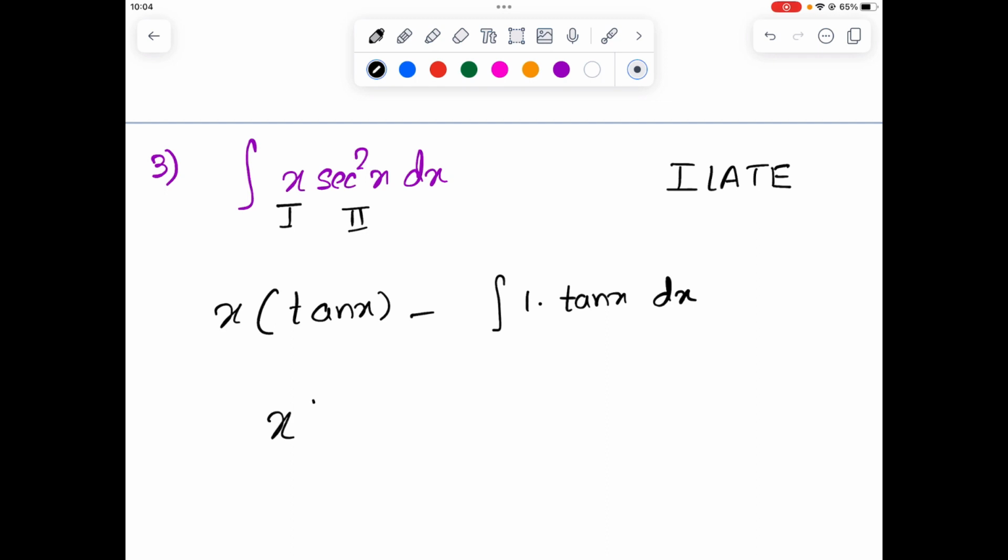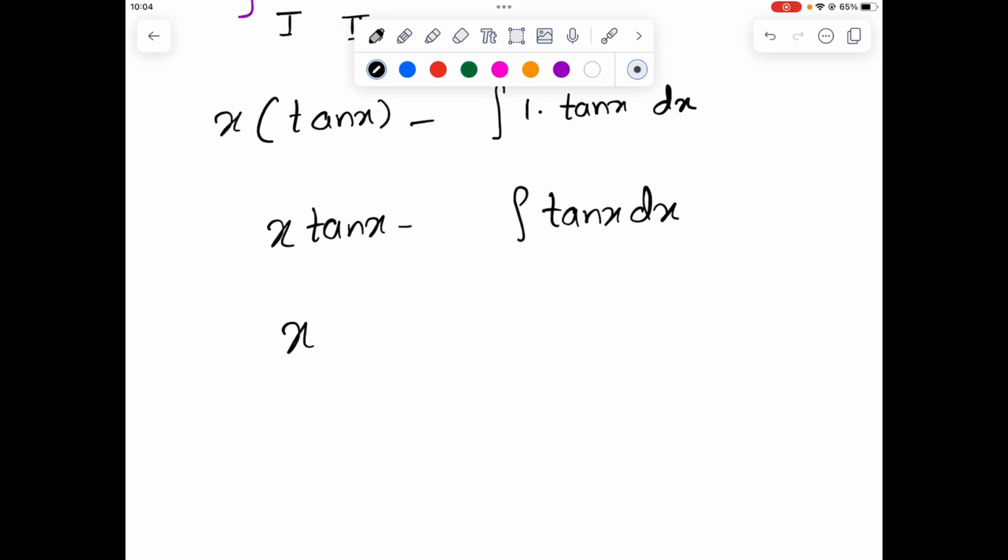So it becomes x tan x minus integral of tan x. You have to memorize the integral of tan x. If you can't memorize integral of tan x, what I am going to do is write tan x as sin x upon cos x. So we see that cos x is the denominator. Its derivative is minus sin x. So cos x derivative is minus sin x.